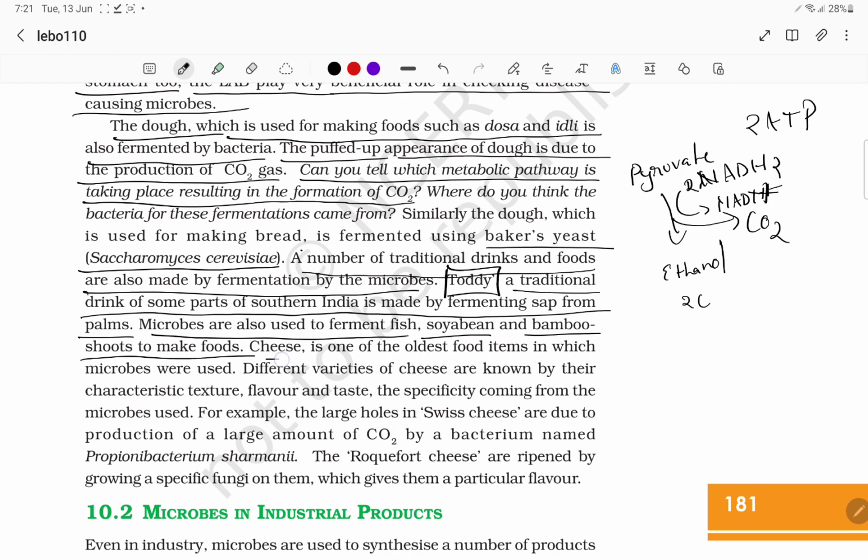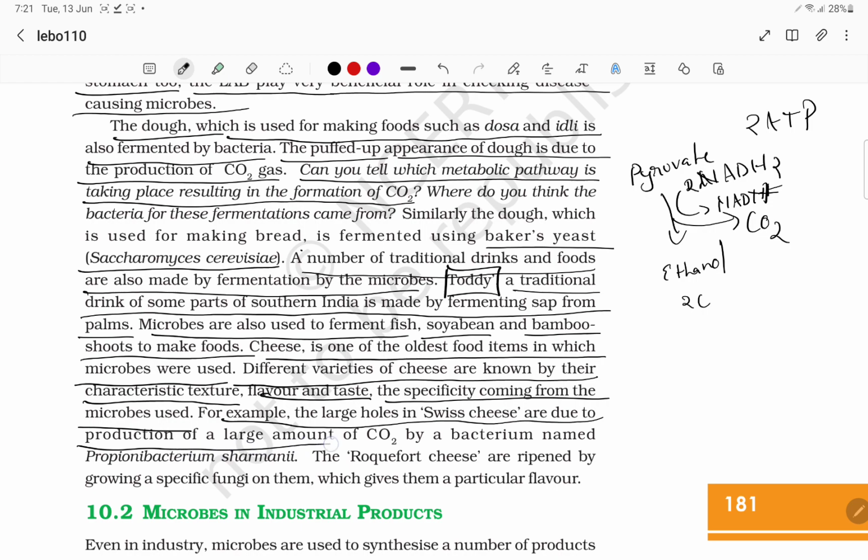Cheese is one of the oldest foods in which microbes are used. Different varieties of cheese are known by their characteristic texture, flavor and taste, the specificity coming from the microbes used. For example, the large holes in Swiss cheese are due to the production of a large amount of carbon dioxide by the bacterium Propionibacterium shermanii. Roquefort cheese is ripened by specific fungi, which give it its particular flavor.